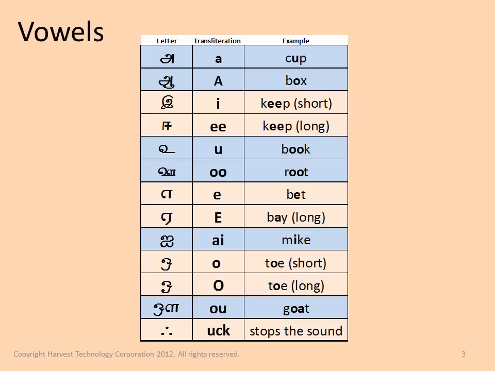And the next vowel is the longer variation, also pronounced like the word toe, except a long, drawn-out pronunciation. So "o" and "oh," being sure not to add the W sound at the end.